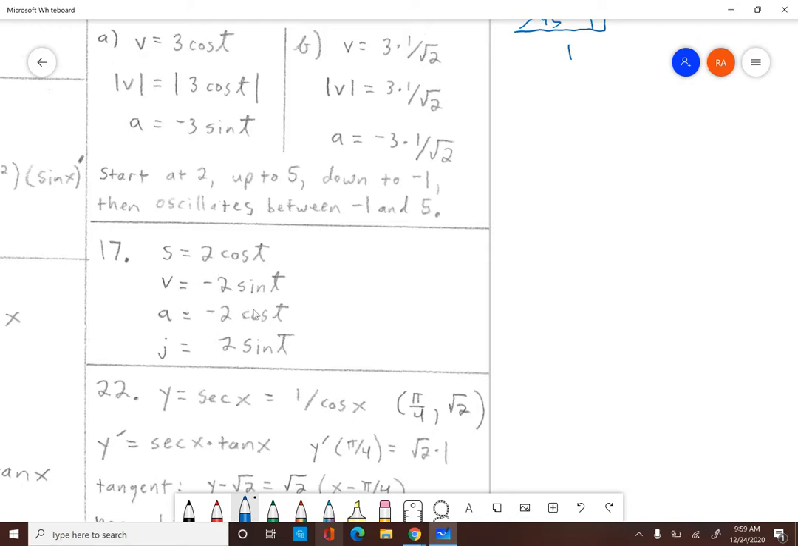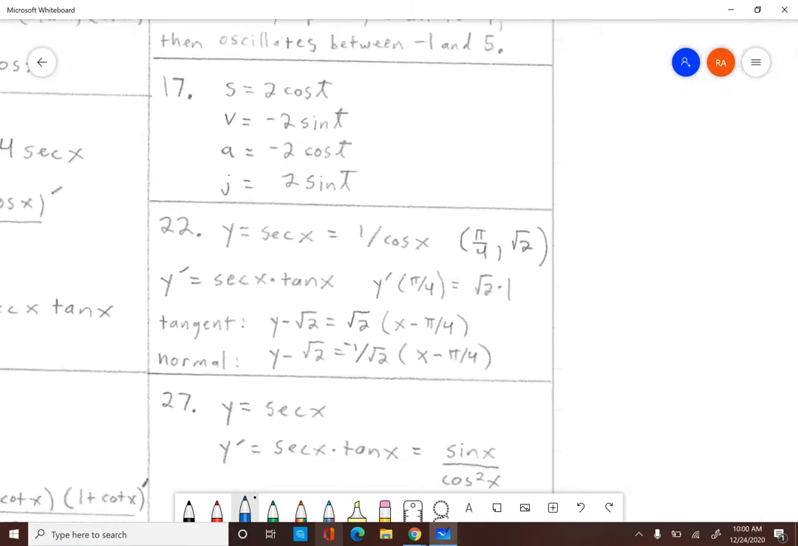The acceleration is going to be the derivative of that. The derivative of sine is cosine, so it'd be negative 2 cosine of t. And then the derivative of this is that new idea, the jerk equation, which is the change in acceleration. The derivative of negative 2 cosine of t, the derivative of cosine is negative sine, so that would cancel out with that negative, making a positive 2 sine of t.